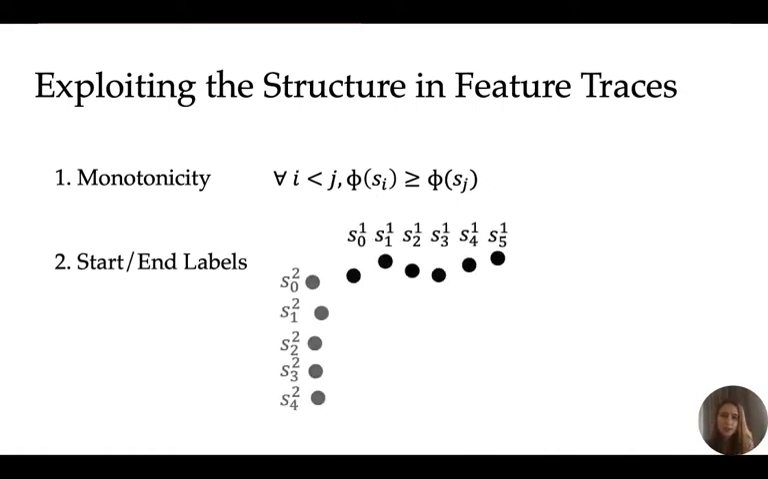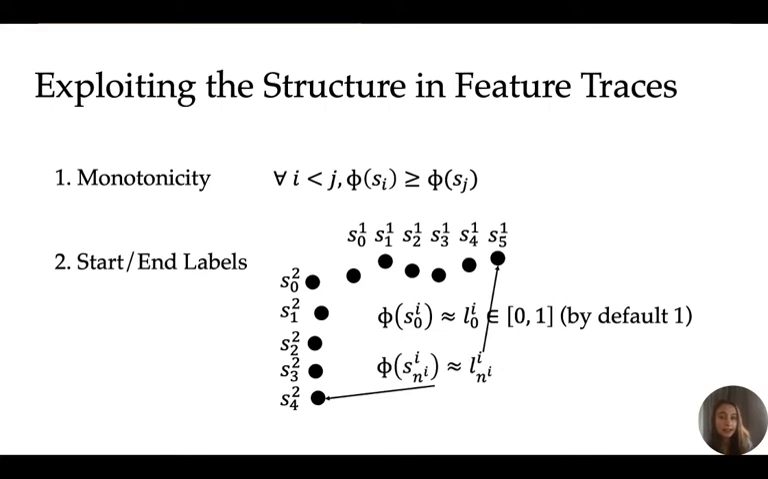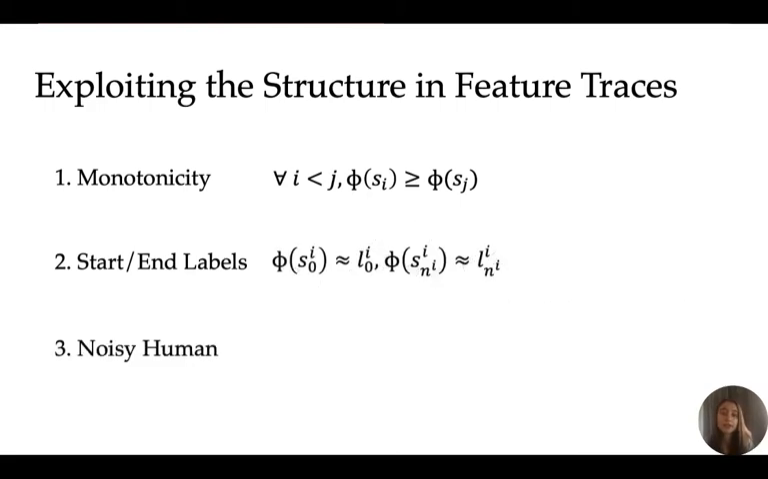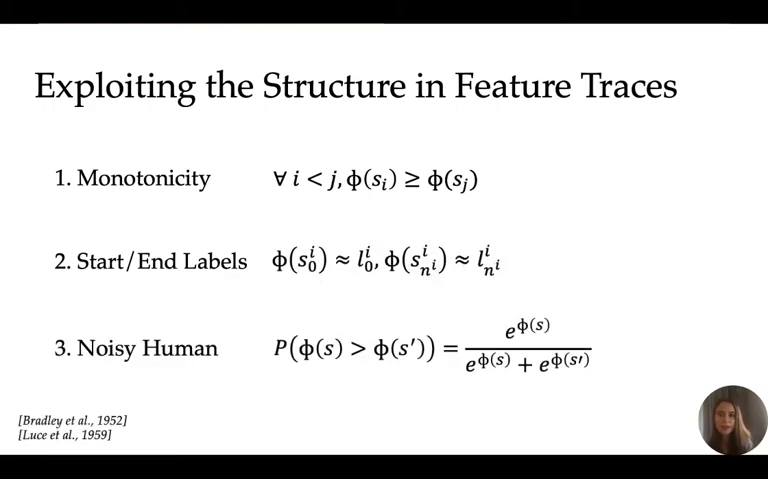So for these two traces, this means that the start labels have to be consistent with some L0i, which by default is 1 for high feature values, but that can be provided by the human optionally. And the same for the end states, this time with a default value of 0 for low feature values. And lastly, humans are imperfect, so we model them as noisily rational according to the Bradley-Terry and Luce-Shepard model.